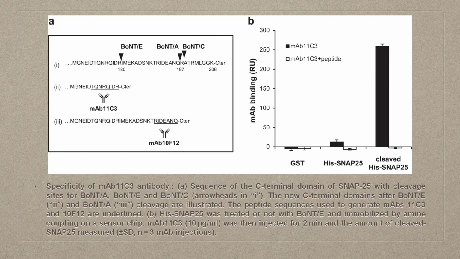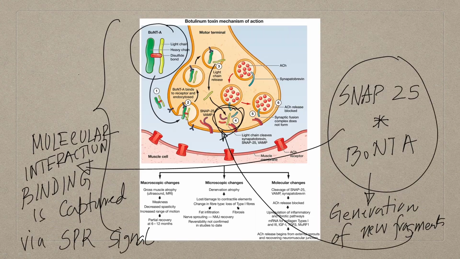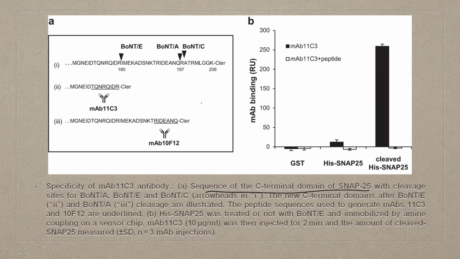Okay. Now, let us look at what strategy is being followed. So, this is the sequence of the C terminal of the SNAP25. This is that SNAP25 protein, but we are talking about the C terminal. This is that whole C terminal, and these arrows show where the different isoforms of botulinum toxins cleave it. This is where botulinum C cleaves it, this is where botulinum A cleaves it, this is where botulinum E cleaves it.